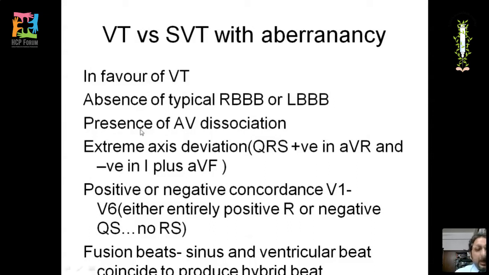Other points which are less common: extreme axis deviation, where the QRS is positive in aVR, which actually doesn't happen, or in lead I and aVF the QRS will be negative. There will be a positive or negative concordance from V1 to V6. That means when you're going from V1 to V6, either it will be entirely positive R or negative QS complexes with no RS transition. There can be fusion beats, where a sinus and a ventricular beat coincide to produce a hybrid beat. But I think the two important points to remember are whether you find RBBB or LBBB, and whether there is presence or absence of AV dissociation.